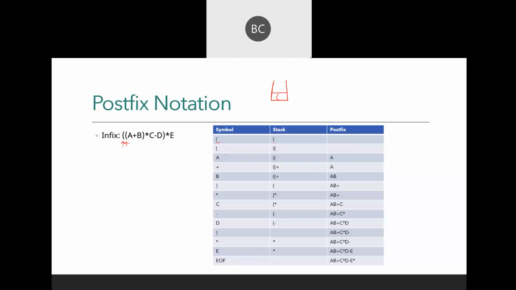So next we have another parenthesis. So you will push it onto the stack again. Now go to the next symbol. So it is an operand. This A you will directly write in the postfix expression. So next we have a plus sign. Here I wrote plus sign. So it's an operator. You will push it onto the stack like this.